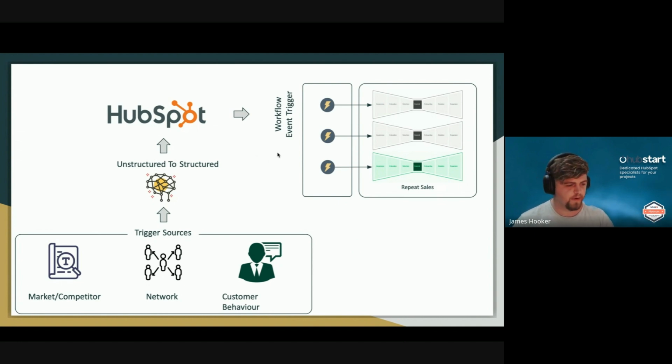And then when those triggers are met, we can use all the tools available within HubSpot to target that person, as well as looping our sales team or our customer success team in to push that case.